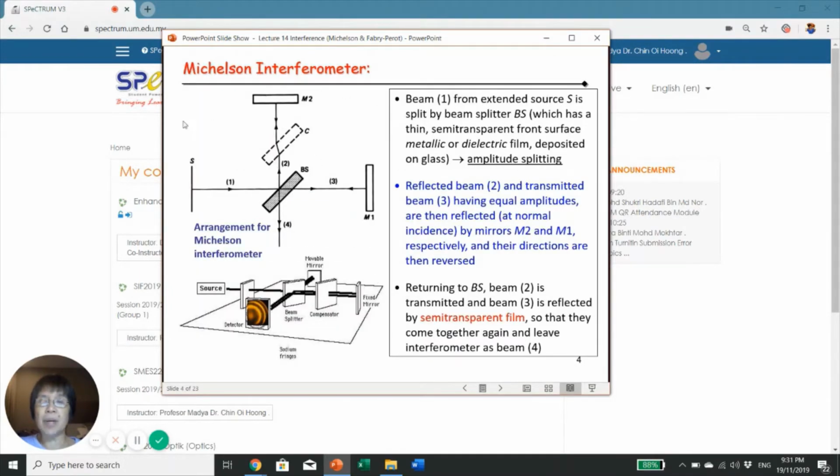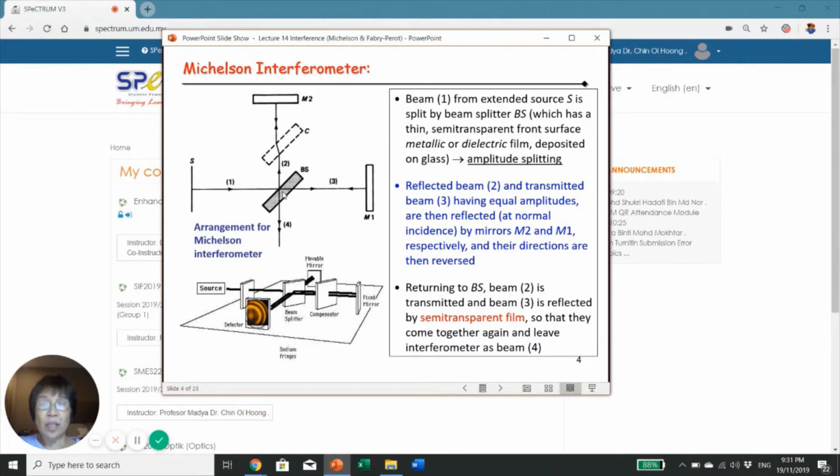This is a simple arrangement for Michelson interferometer. Now we will have a light source, and the initial beam will then hit this beam splitter. Now this first surface of the beam splitter is partially reflecting and partially transmitting. And then the reflected beam 2 will then go to the mirror, assuming C is not there, which is called the compensator, and get reflected back. And then it gets transmitted through the beam splitter, and it gets to your eye.